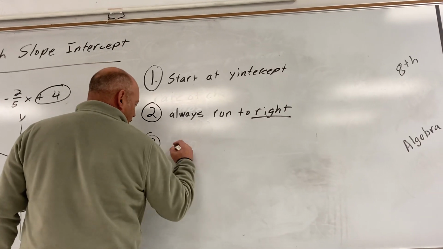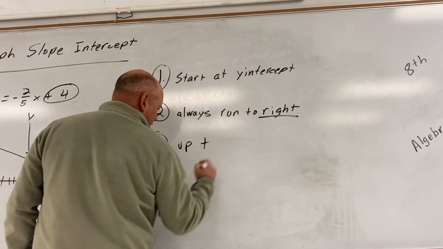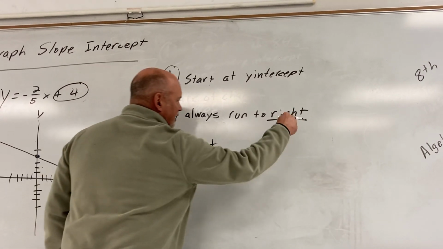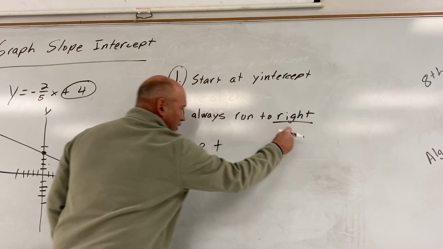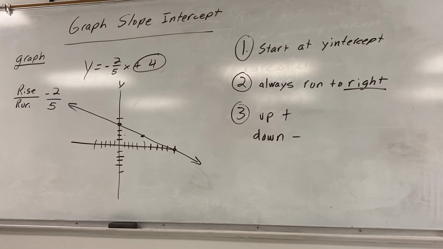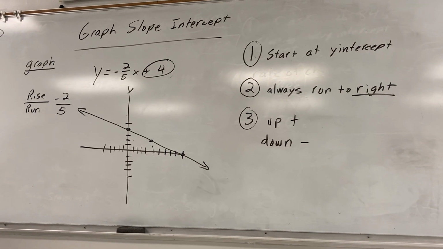step 3, go up if it's positive and go down if the slope is negative. But always run to the right. If you want to be right, go to the right. Okay, questions so far? Let's do another one.